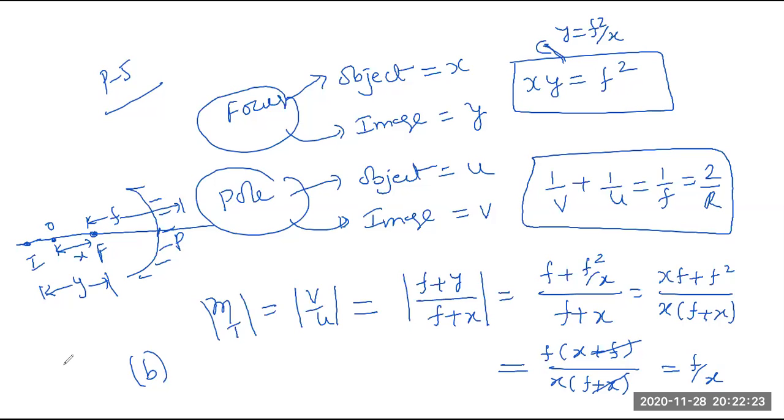Okay, so this is the Newton formula. This is called the Newton mirror formula. Okay, remember that. Go for the P6.